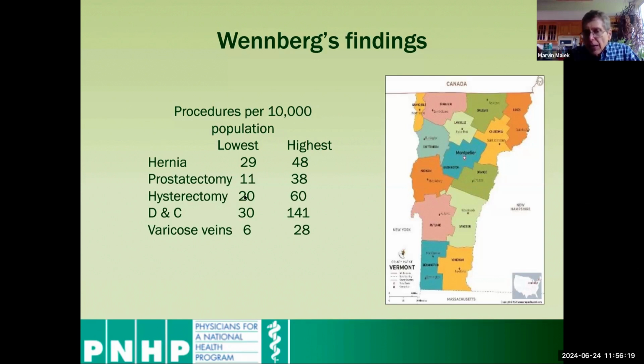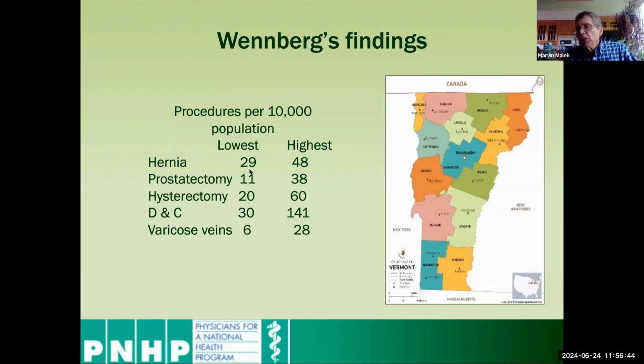Now, the obvious thing for you to ask is, are the women in the low frequency county happy about this? Are their symptoms controlled? And note, by the way, D&C has a tremendous variation. This is also a procedure dealing usually with bleeding, inappropriate bleeding. Not every time, but a lot of the time. And then obviously varicose veins, there's a lot of variation too.